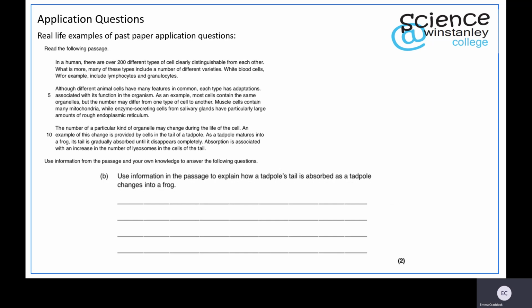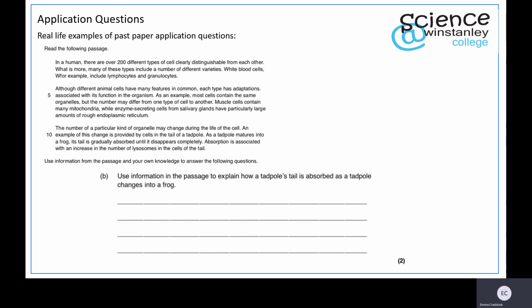Okay. So, question B. So this time it's referring you again to the passage. Use information in the passage to explain how a tadpole's tail is absorbed as a tadpole changes into a frog. Now again, this is an example of where they will take an organism that you haven't studied in depth and they will ask you a question on it to throw you. However, just because we've not done tadpoles in depth in college does not mean that you do not have the knowledge to answer this question.